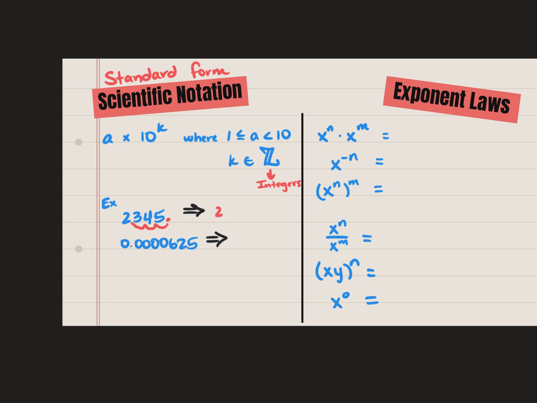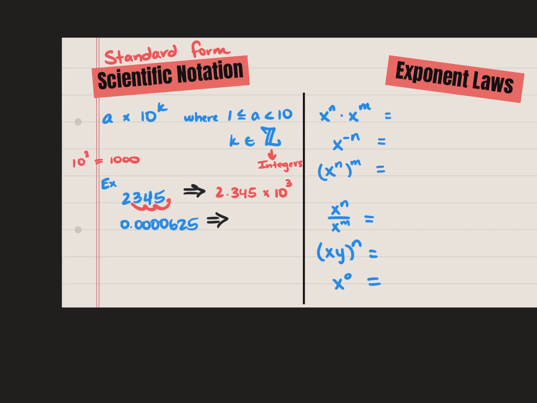So in this case, it would be 2.345, which I then multiply by 10. And my number up here for my K is really how many times I moved that decimal. So I moved it 1, 2, 3 times. And you can double check, because if I take 2.345 and multiply that by 10 to the third, 10 to the third is really 1,000. Well, 2.345 times 1,000 would give me 2,345.